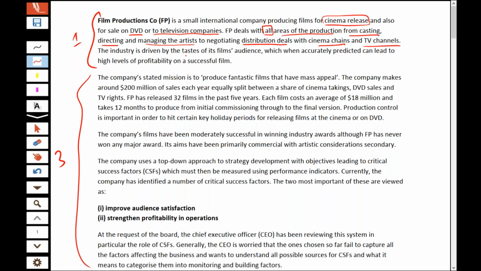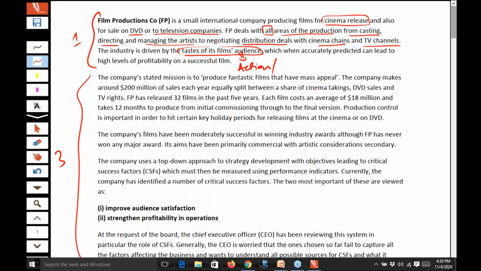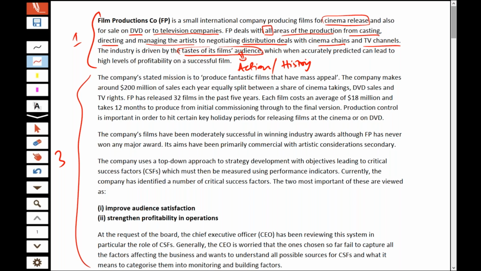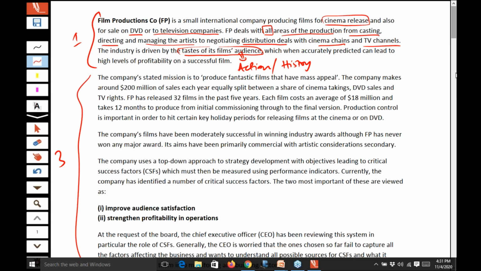It says the industry is driven by the taste of its film's audience. Just like I would say that in our case, there are at times cases when action movies have become a hit. So the majority of the companies would try to produce action movies. If there are situations where historical movies having historical significance are in demand, then the filmmakers would go for such movies also. So it depends upon the current taste and the current needs of the market, and according to those needs, the filmmakers would produce the films.